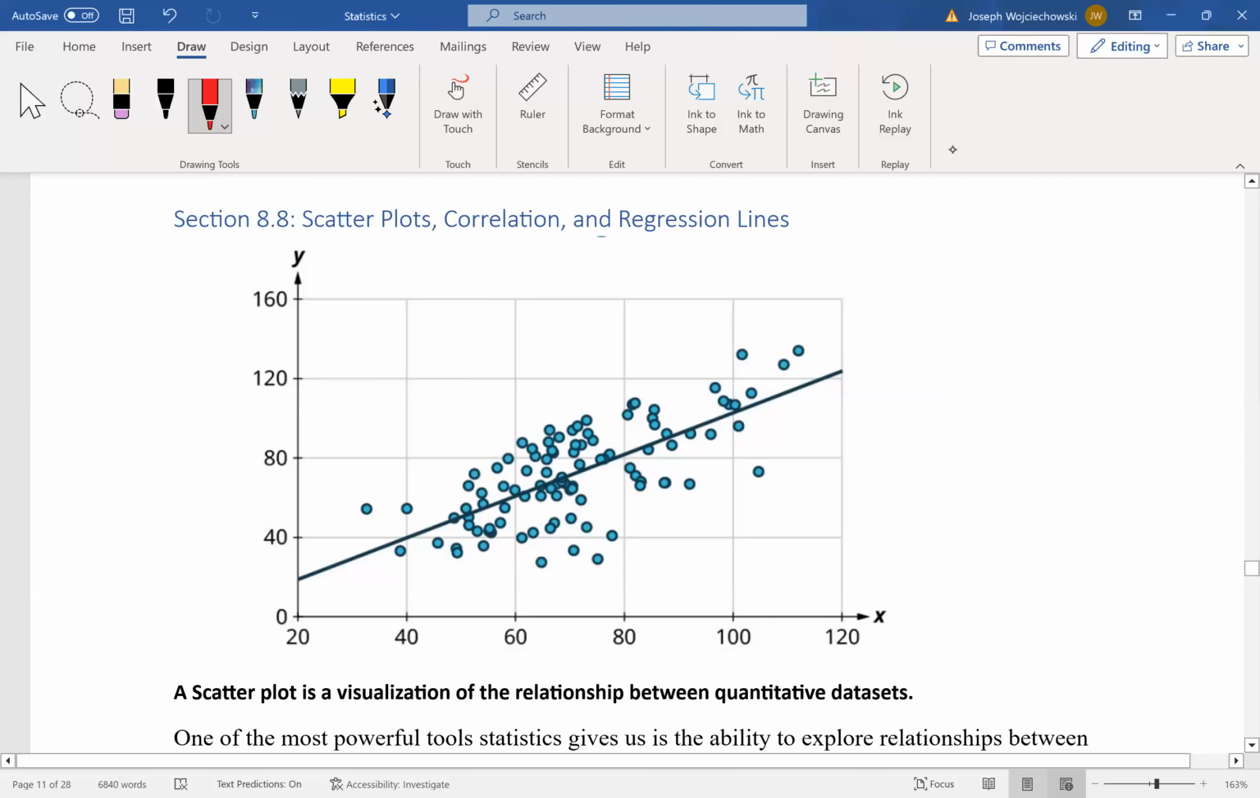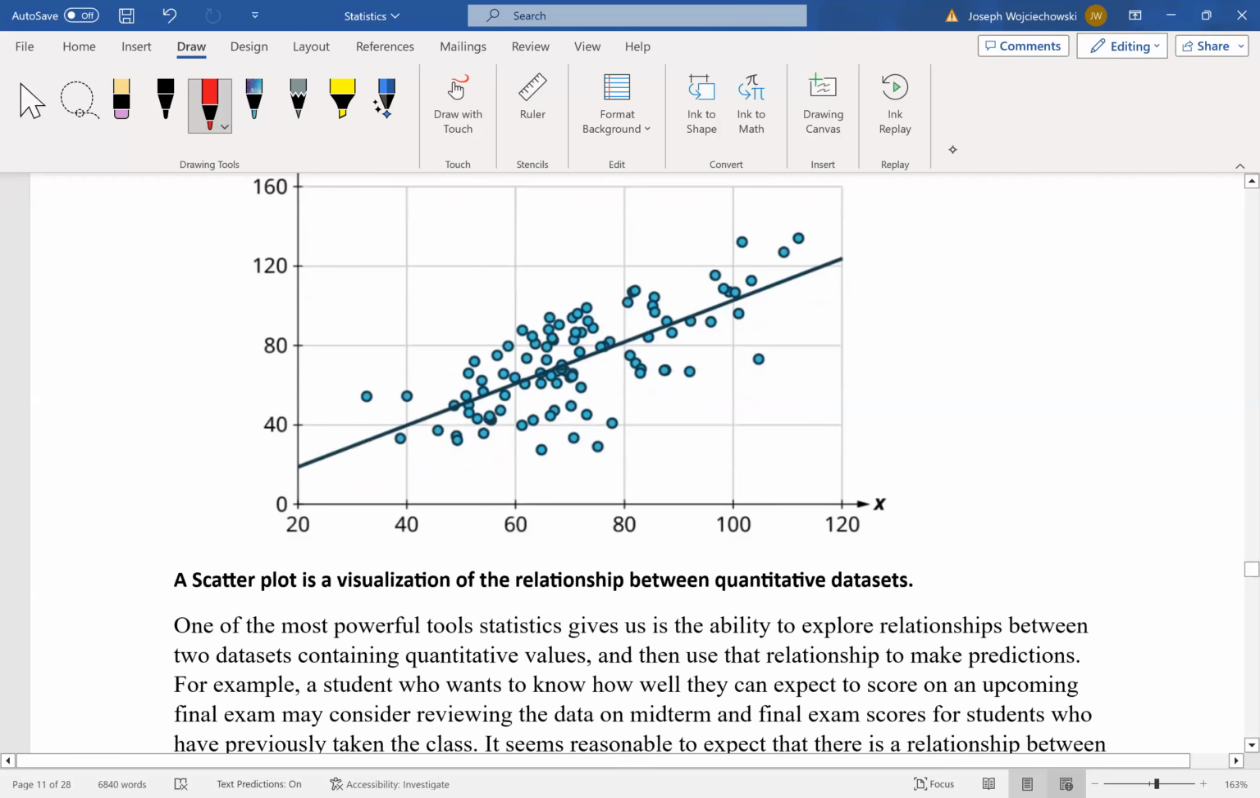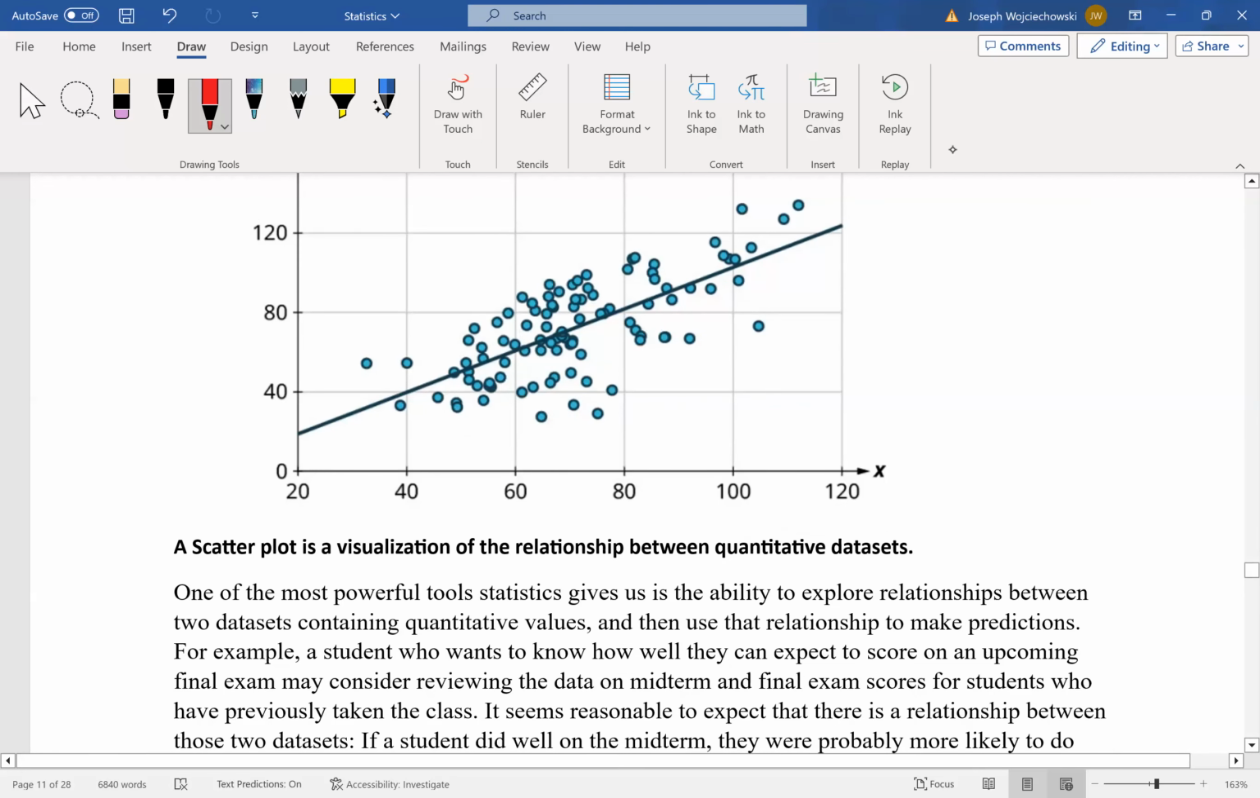Okay, so today we're going to finish up statistics with section 8.8, talking scatter plots, correlation, and regression lines. So here we have a scatter plot. One of the most powerful tools statistics gives us is the ability to explore relationships between two data sets containing quantitative values, and then use that relationship to make predictions.